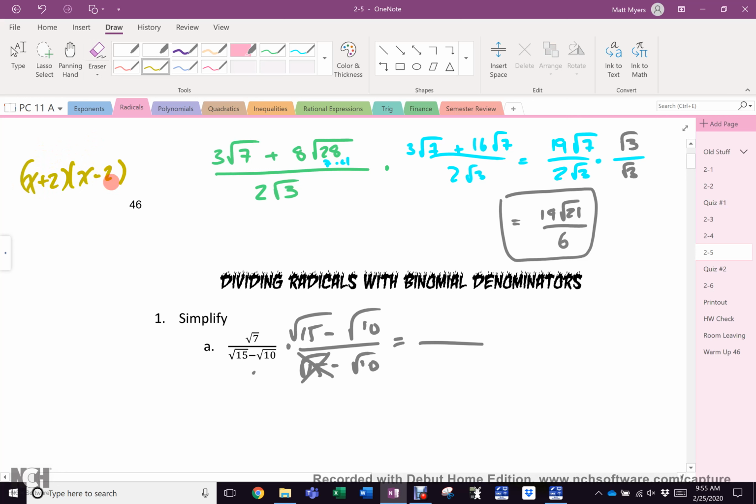What happens if I do that? What's the first term? X squared. What's the second term? Negative 2x. What's the third term? Positive 2x. And what's the fourth term? Negative 4. What happened to the middle terms? They dropped out, right? Okay.